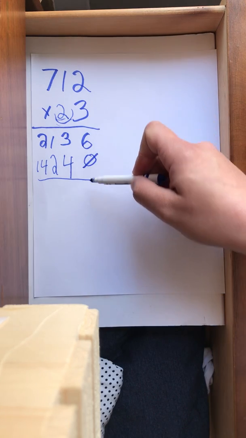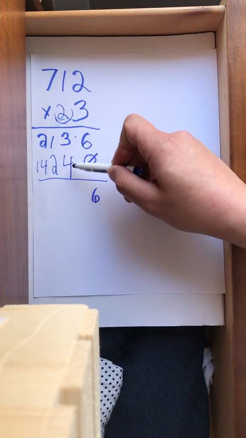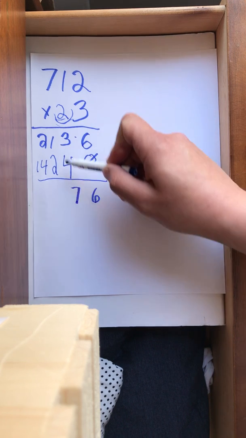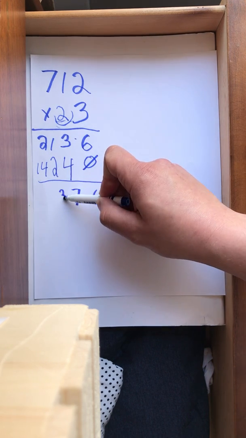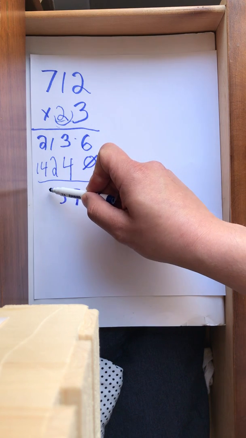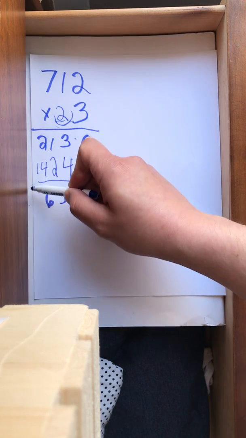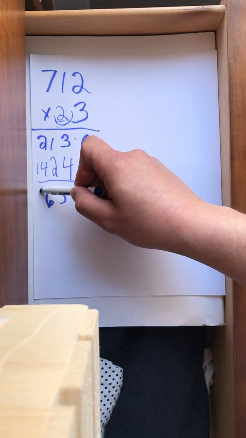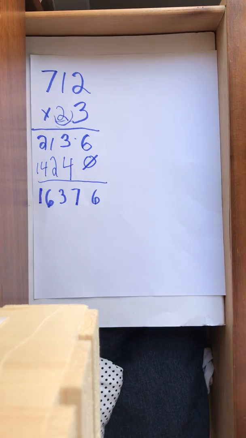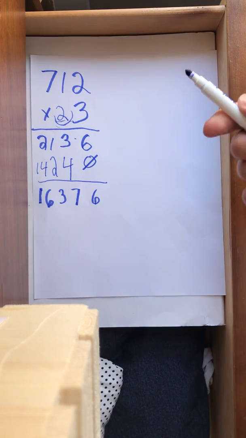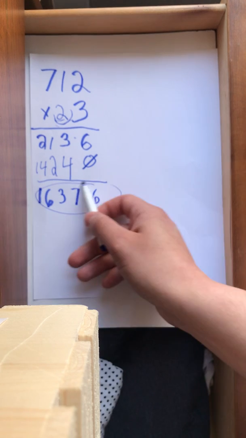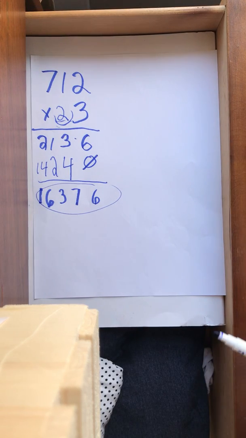So 6 plus 0 is 6. 3 plus 4 is 7. 1 plus 2 is 3. 2 plus 4 is 6. And then the 1 is 0 plus 1, so we just put the 1 down there. So there we have our answer. 712 times 23 is 16,376.